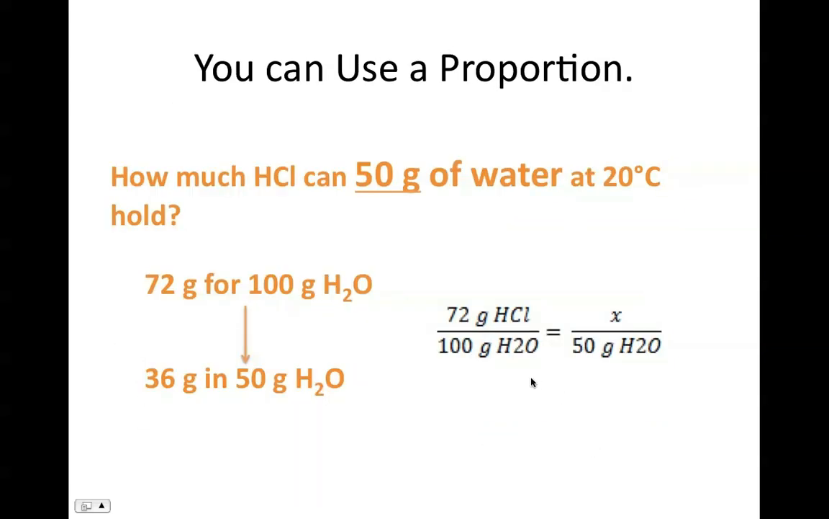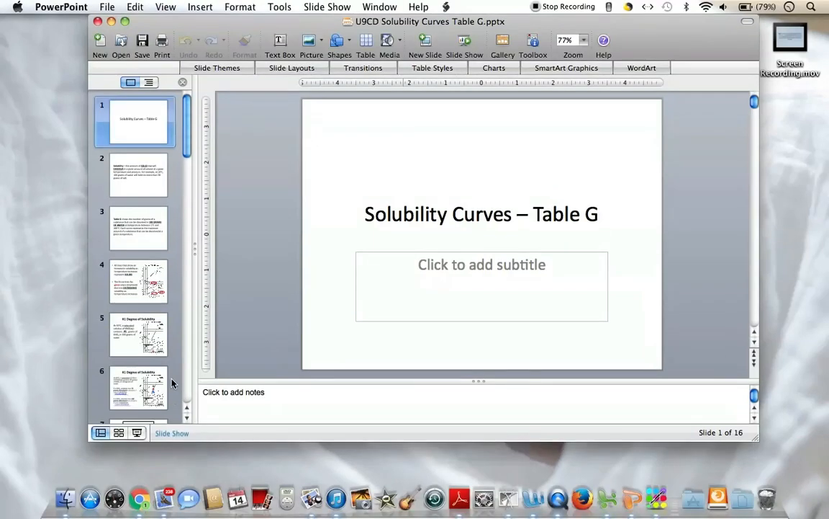You could also set a proportion that 72 grams of HCl is in 100 grams of water, so how many grams of HCl would be in 50? Simply just cross multiply and divide to solve for x, and you'd arrive at the same answer of 36. All right, so those are a bunch of examples of table G.